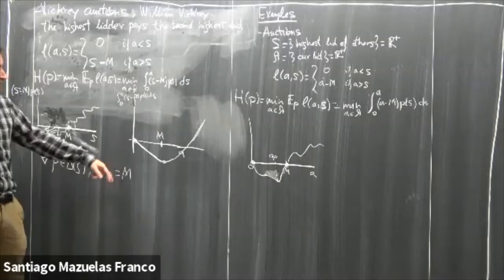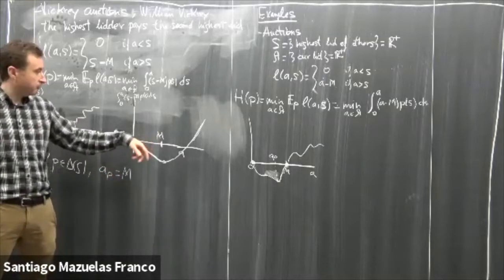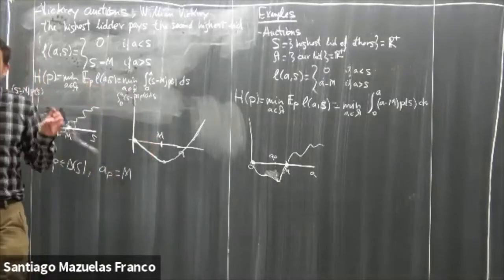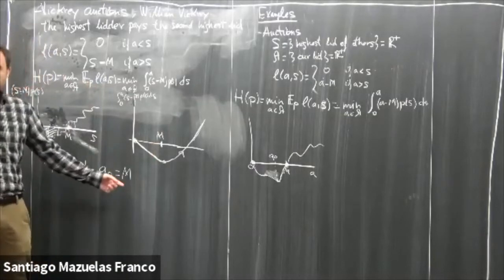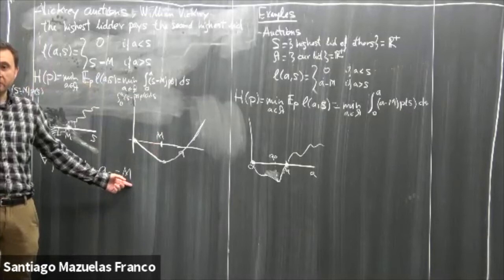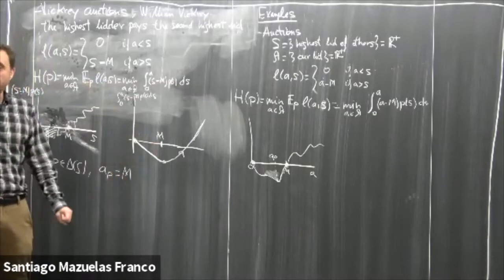For instance, in this case, the bidders can make public their bids. It doesn't matter. The best bid is always going to be M, no matter if I know what the others are going to bid or not.